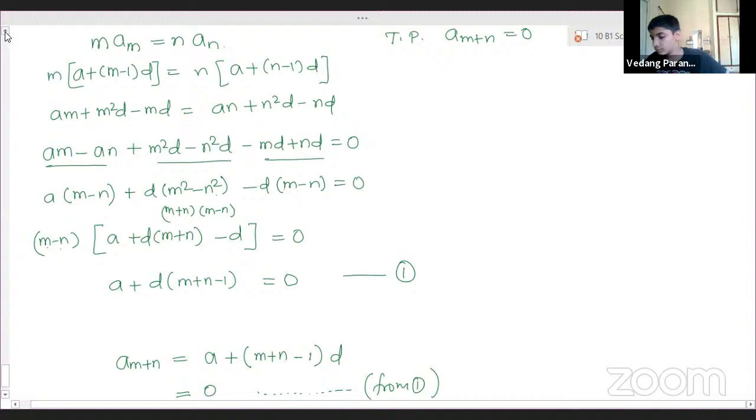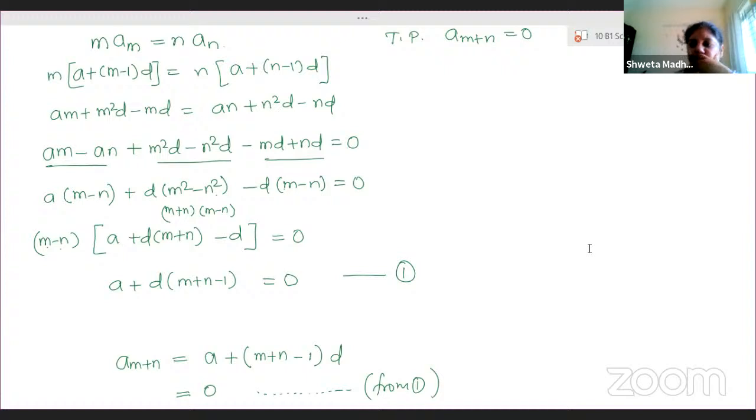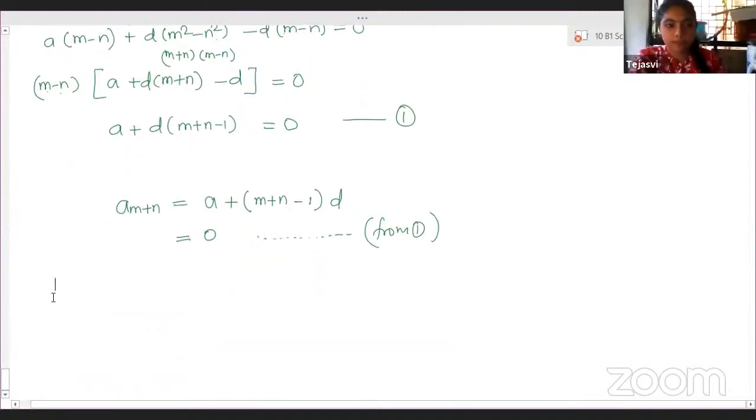Yes, ma'am. Here after equation 1, what did you do? This is left out, and then we have to prove that the (m plus n)th term is 0. So we have taken the (m plus n)th term. What is it? The nth term is A plus (n minus 1) into D. So what is n here? N is m plus n. Yes, ma'am. Substituted. Clear, everyone? Yes, ma'am.